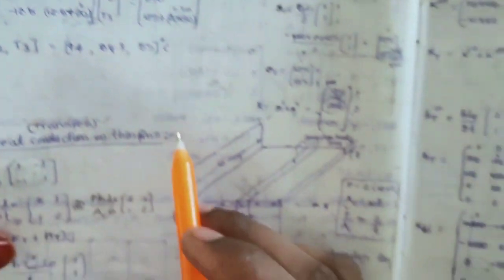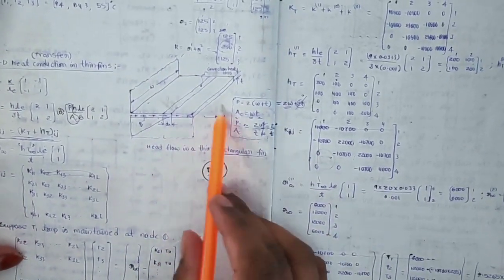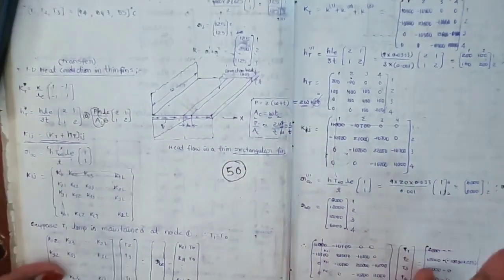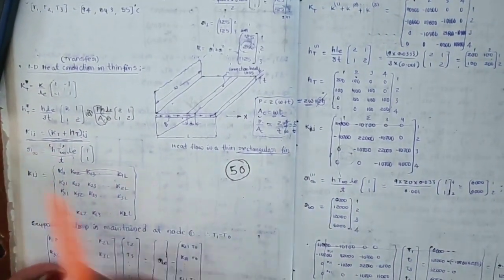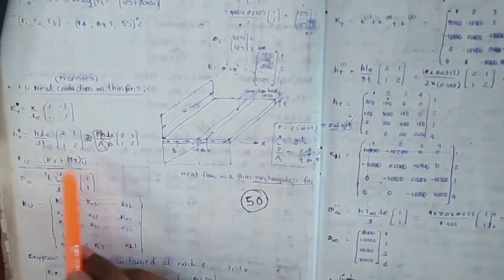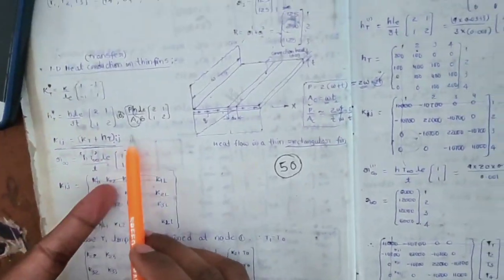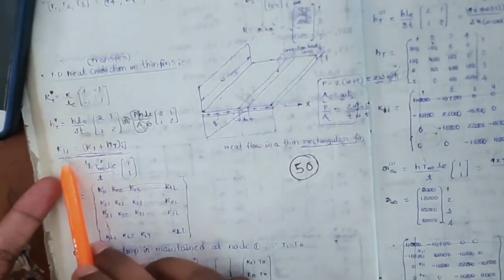Let us take the pin. This is similar to the earlier case, but with a very small difference: K is equal to Kt plus Ht, because here you consider both conduction and convection. That is how we get the final K.